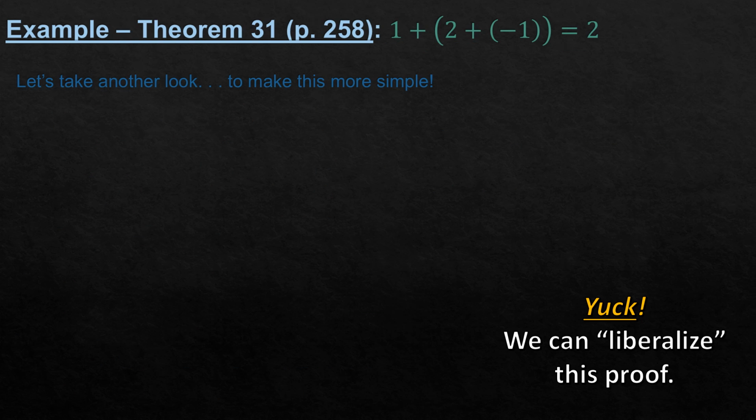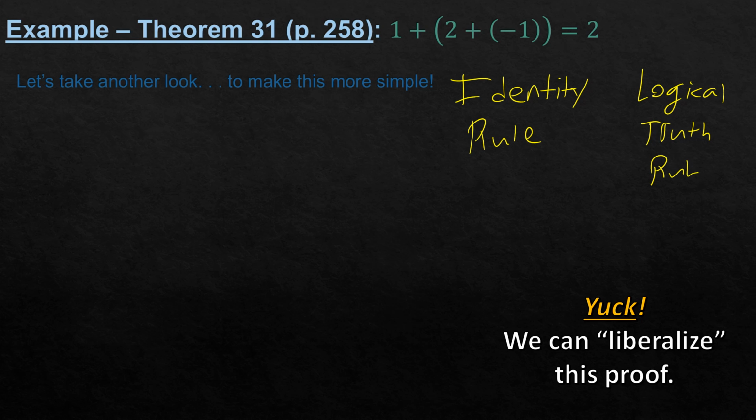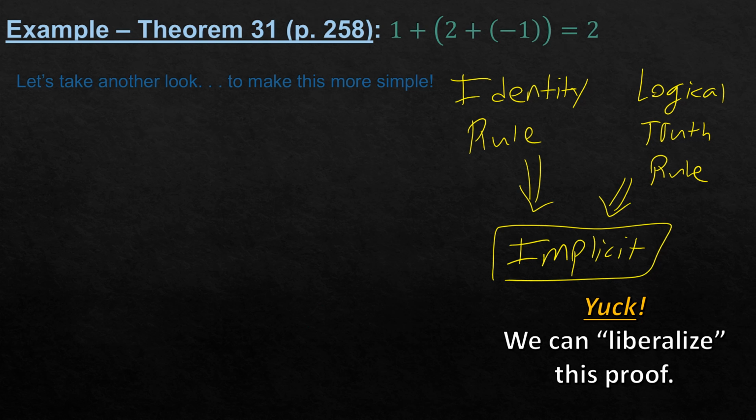To liberalize the proof, we're going to take the identity rule and the logical truth rule and make both implicit, meaning we're not going to have them explicit in our proof. And that's going to cut down on a lot of work. We're not going to have to constantly resort to the identity rule, which makes things much more straightforward and even more simple. Moreover, we can work on just one side of the equation, for example, the right-hand side.